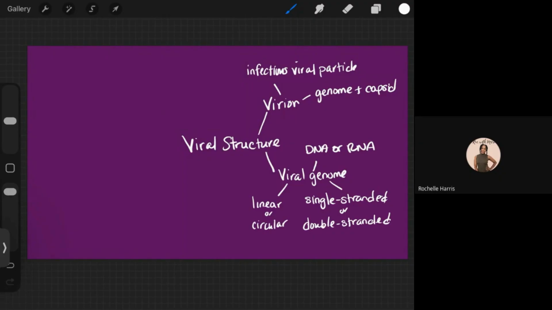From our core, we have capsid. Stemming from capsid, we have protein shell. We have capsomere. And we have protect genome.